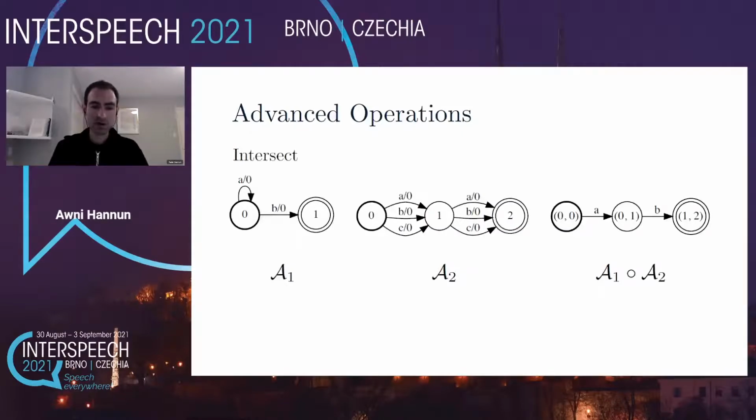So here's a very simple example. I have the input A1 on the left, the input A2 on the right, and their intersection is represented by this graph here. The input A1 accepts the sequence AB, and it turns out that's the only sequence that A2 also accepts. So the intersection accepts only the sequence AB. And the state labels, we'll understand what those mean when we talk about how to compute the intersection, which we'll do right now.